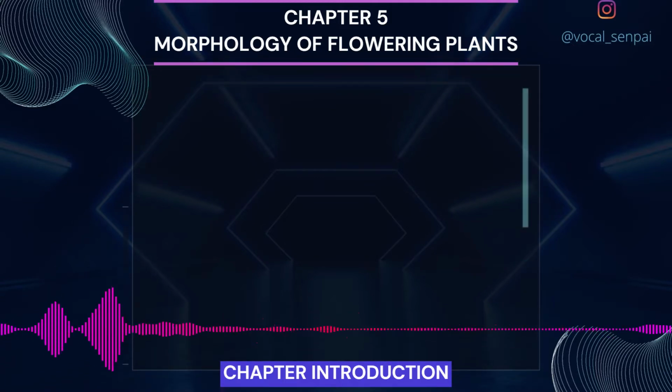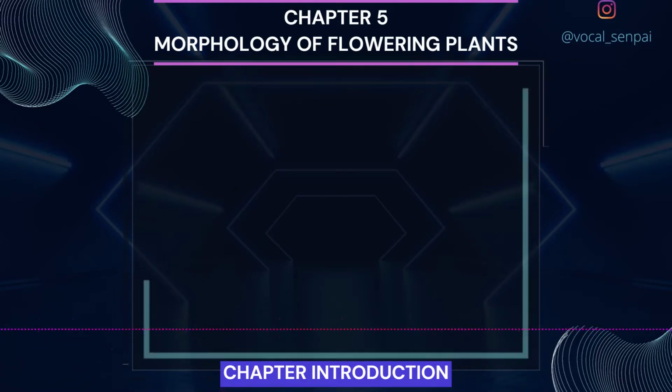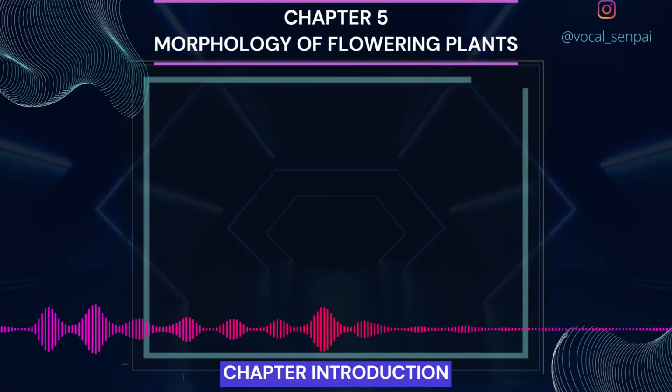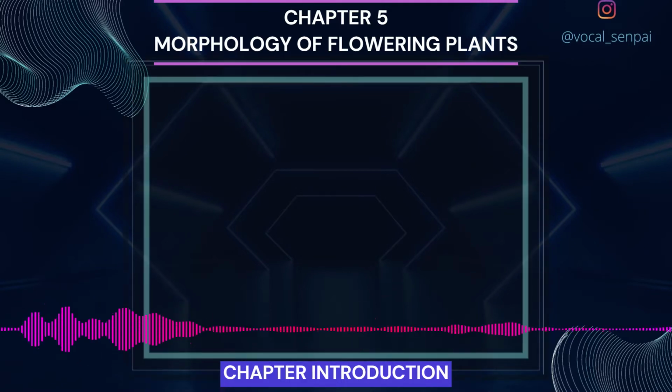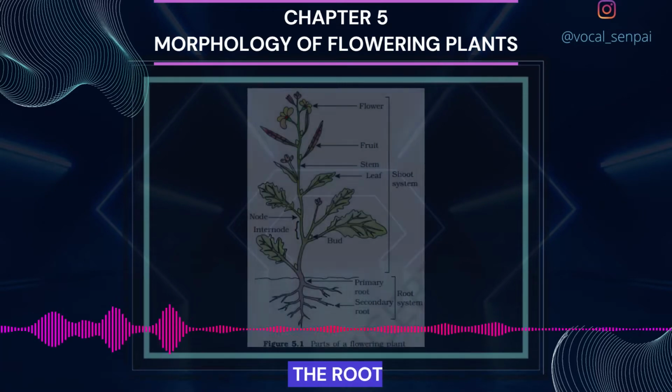If you pull out any weed, you will see that all of them have roots, stems and leaves. They may be bearing flowers and fruits. The underground part of the flowering plant is the root system, while the portion above the ground forms the shoot system, figure 5.1. The root.